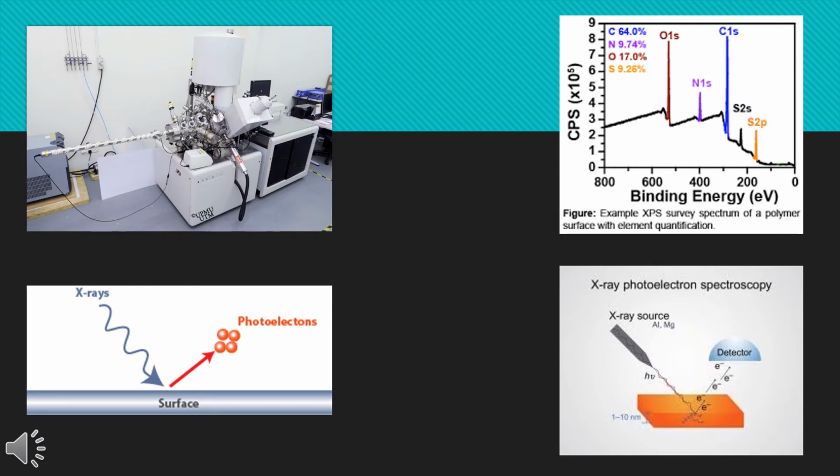The X-ray source is incident on the sample, penetrating between 1 and 10 nanometers and generating the ejection of electrons. Then the detector collects and identifies the electron binding energy, to be translated and to quantify each element in atomic percent.